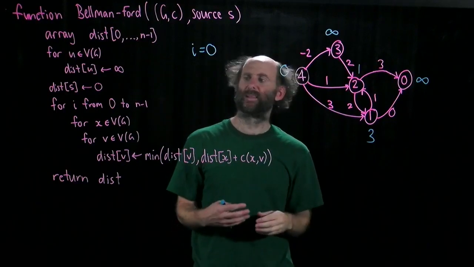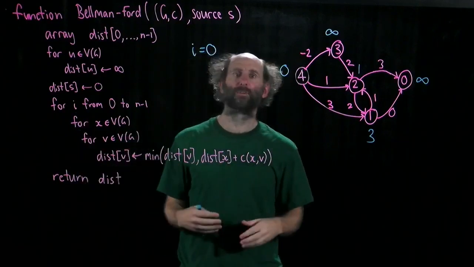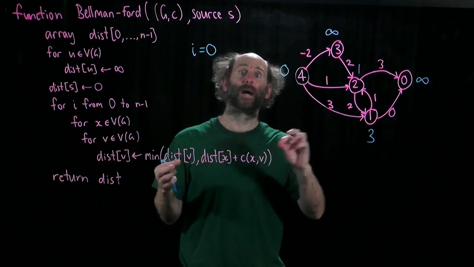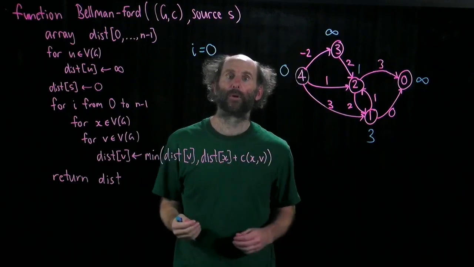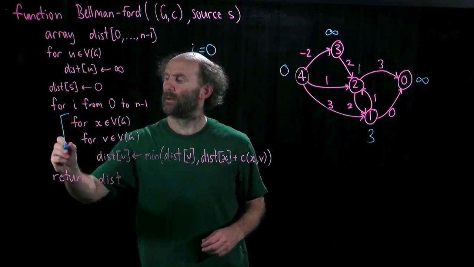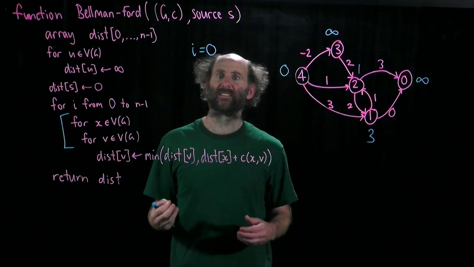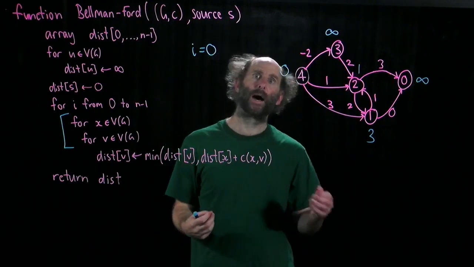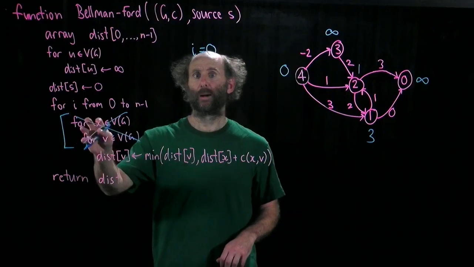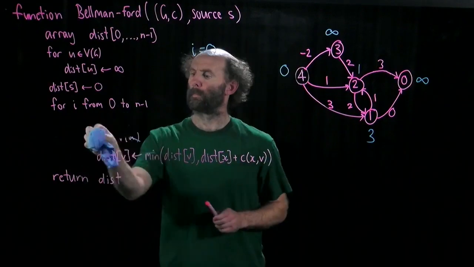So that means instead of looping over all pairs of possible nodes, we only need to look at those pairs that are joined up by an arc. In other words, we can replace the double for loop over all pairs of possible nodes in G with a single for loop over all arcs of G. So let's replace this with for all (x, v) in E(G).